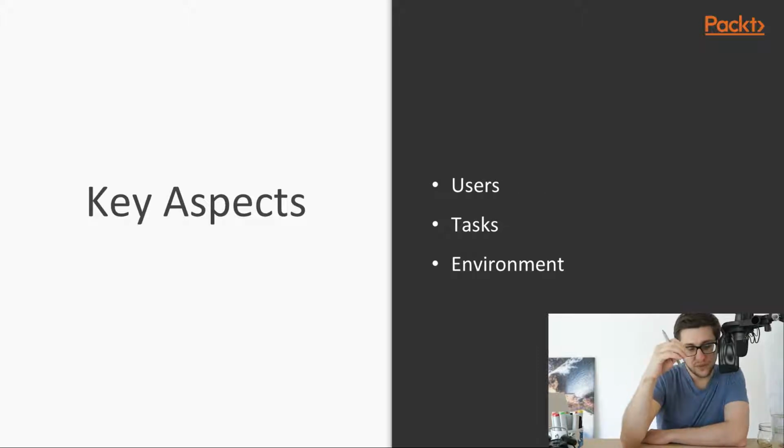To determine if the data you're looking at is actually usable for your use case, check if it answers questions to the 3 key aspects that we covered in the previous video. That's users, tasks, and the environment. If one of those is missing, you'll have to do additional research to fill that gap.